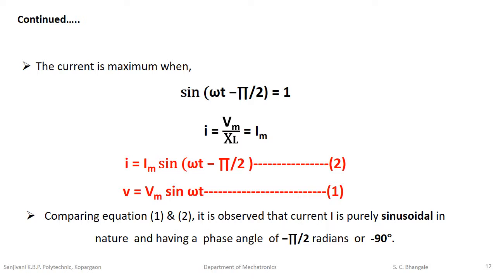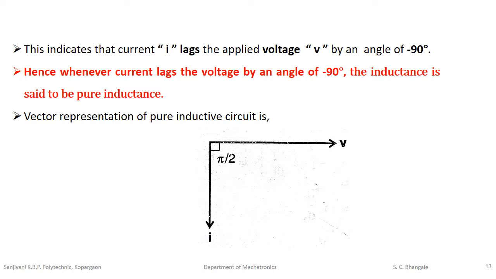If we compare equation number 1 and equation number 2, it is observed that current I is purely sinusoidal in nature and has a phase angle of minus pi by 2 radians or minus 90 degrees. This indicates that current I lags the applied voltage V by an angle of 90 degrees. Hence, whenever current lags the voltage by an angle of 90 degrees, the inductance is said to be pure inductance.